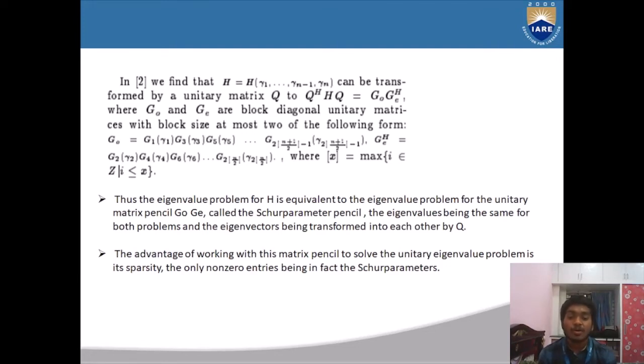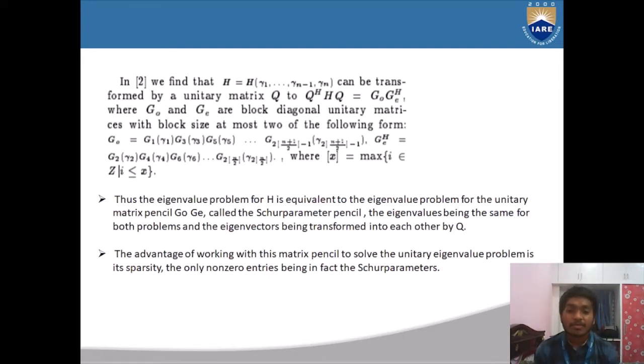The last block is G of index 2⌊(n+1)/2⌋−1 with γ of the same index. Ge^H equals G2(γ2), G4(γ4), G6(γ6), and so on. If you multiply, we get the first equation, H = H(γ1, ..., γn−1, γn), where ⌊x⌋ is the maximum of integers i with i ≤ x.